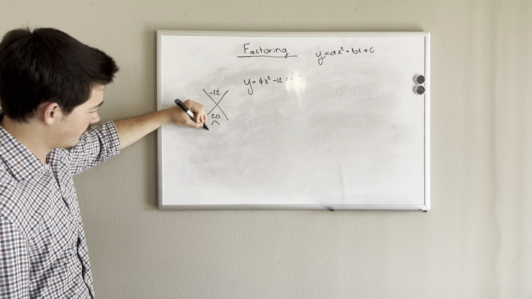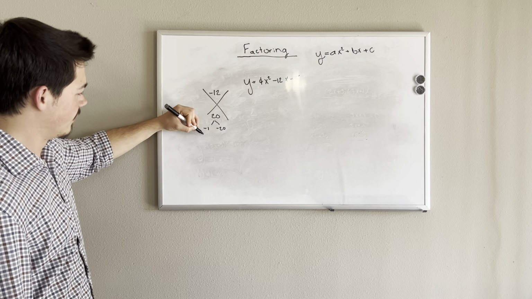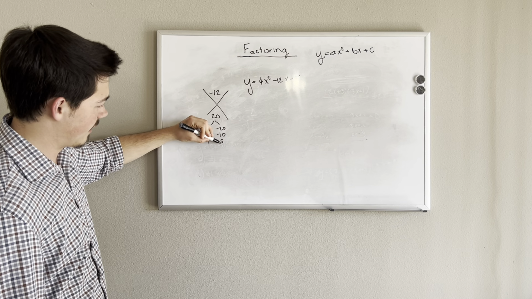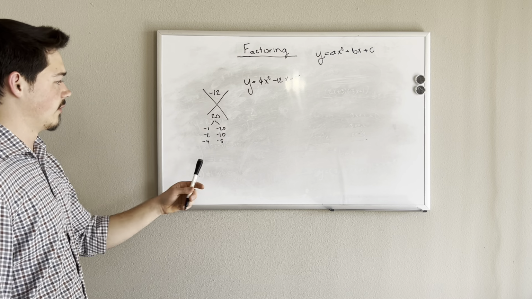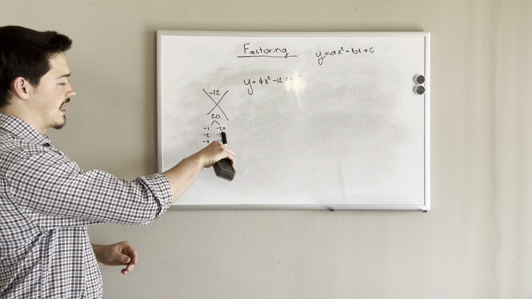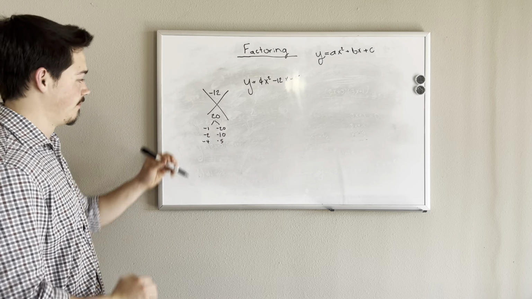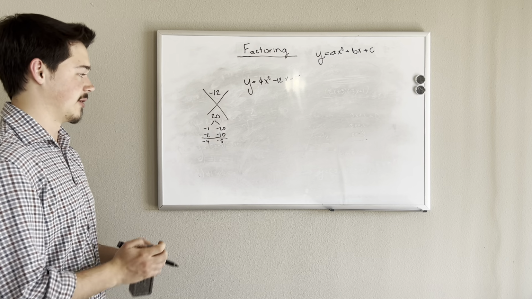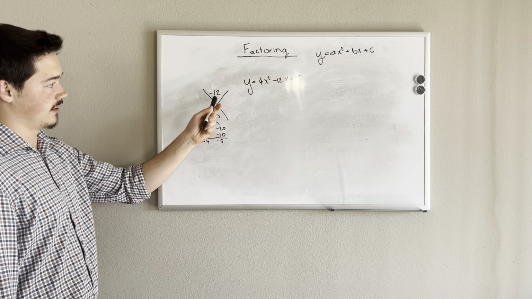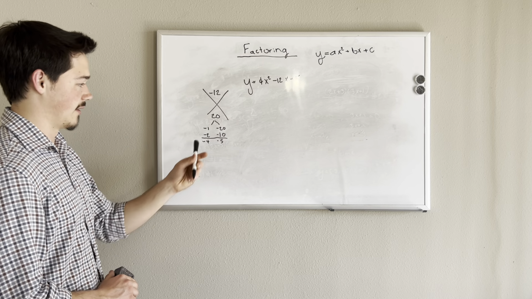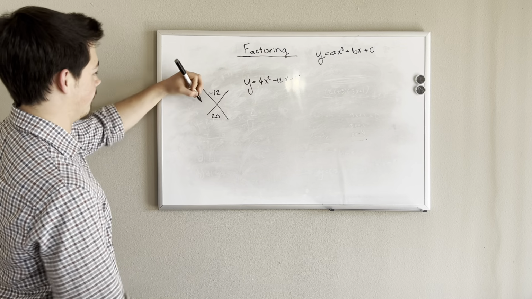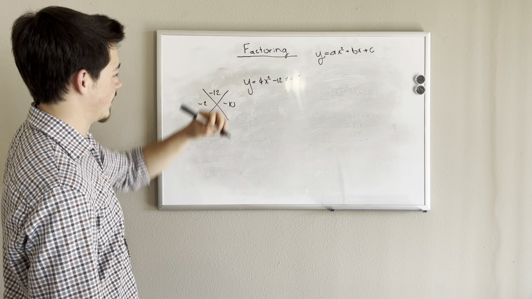We can start listing them out. Negative 1 and negative 20, negative 2 and negative 10, negative 4 and negative 5. We know each of these combinations multiplies to 20, so which 2 of these numbers, when added together, equal negative 12? Negative 2 and negative 10 jump out. Negative 2 plus negative 10 is negative 12, and negative 2 times negative 10 is 20. So those are our factors. We'll write them here, negative 2 and negative 10.